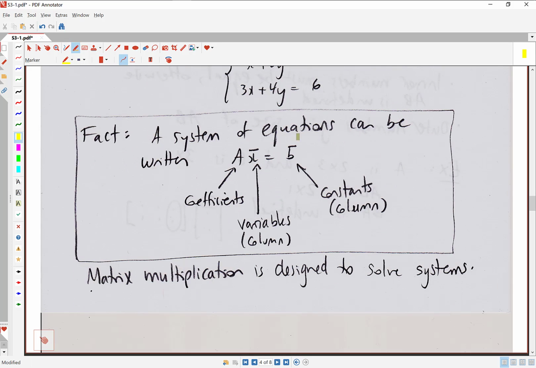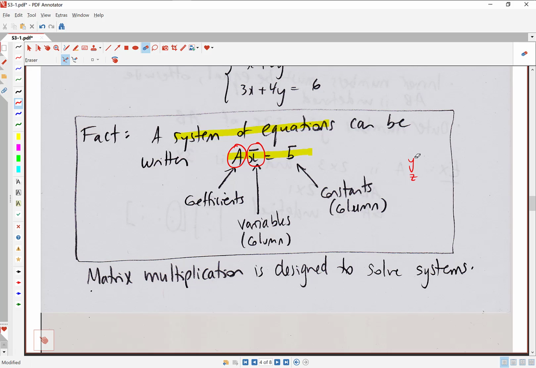A system of equations can be written in the form Ax = b, where A is our matrix of coefficients, x contains the variables for our system, and it's always written up as a column vector. So if you have 2 variables, x will look like this, or if you have 3 variables, it will look like x, y, z, always written as a column.